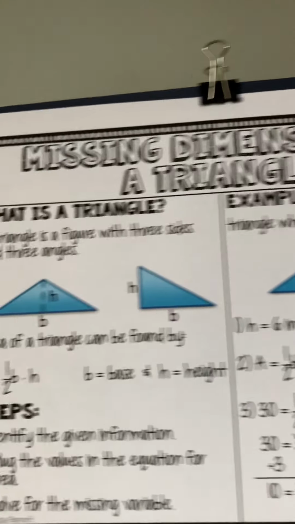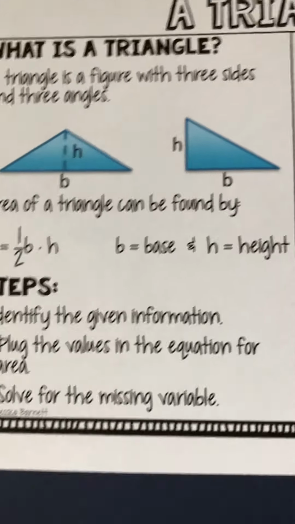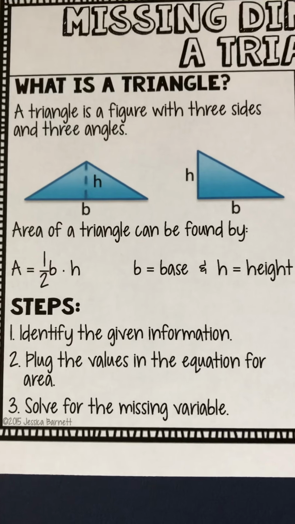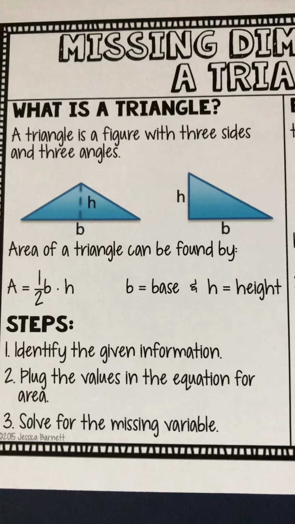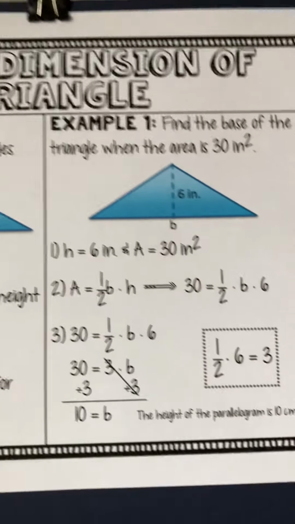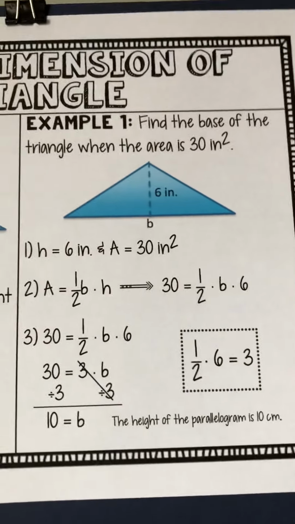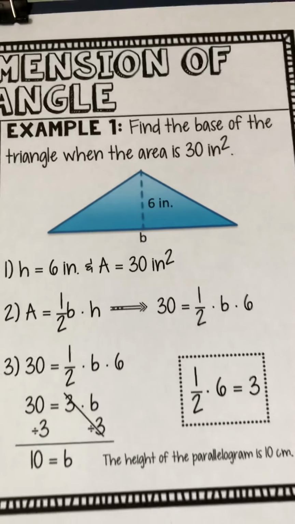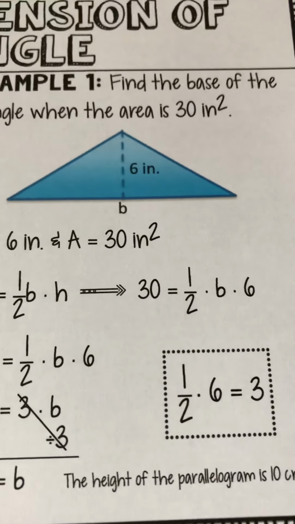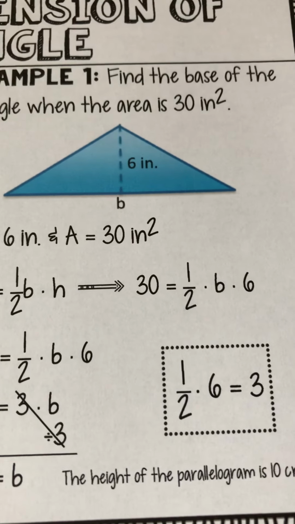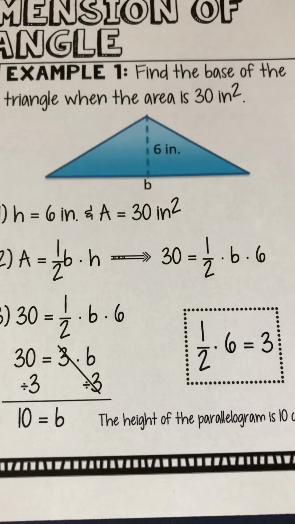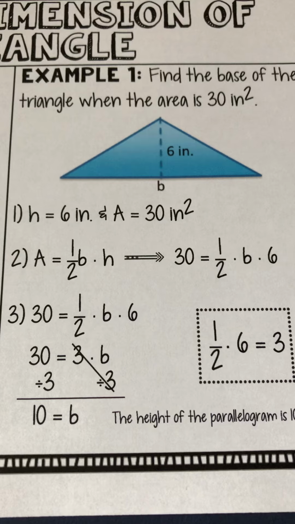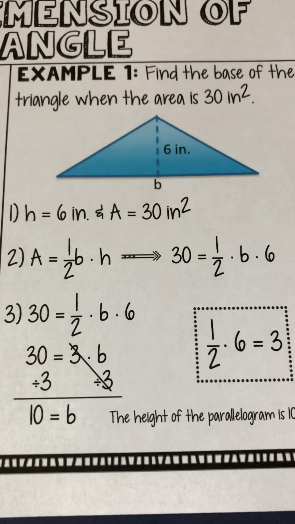All right. The steps are pretty much the same. There's just one more. Step 3 would now be to solve for the missing variable. And of course, we use algebra to solve. So let's look at this example that has to do with finding the base of a triangle when the given area is 30 inches squared. Okay, so we are told it's 30 inches squared, 30 square units.